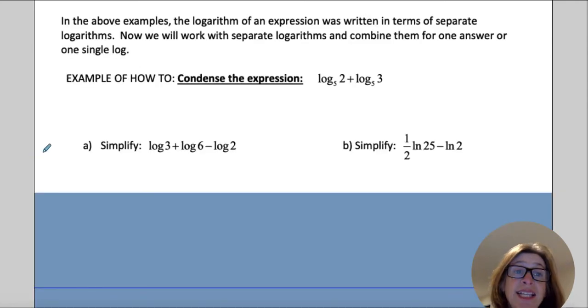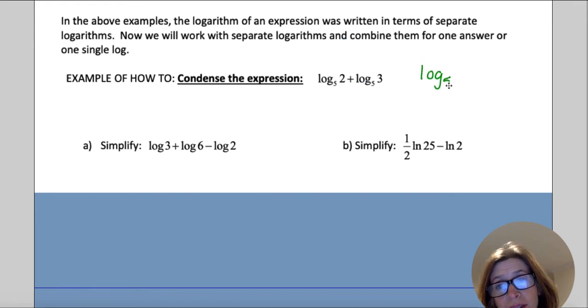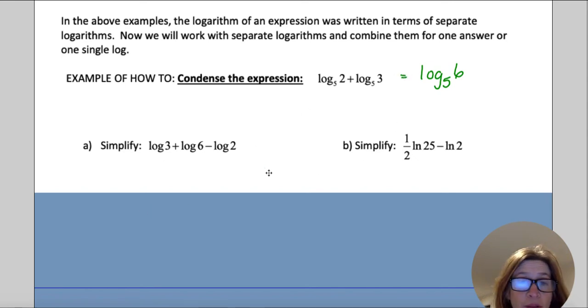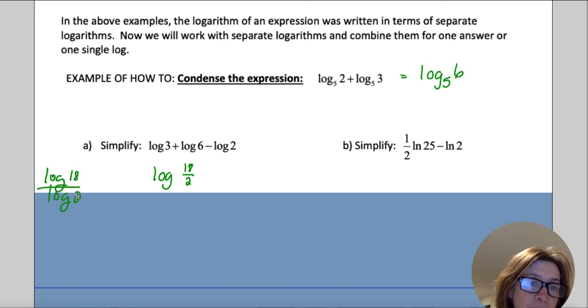I'm going to go over condensing, bringing them together. So if I've got 2 logs, same base, being added, I can condense them using multiplication. So log base 5 of 6. Got to be careful when I have multiple logs together to condense them. What would this be? This would be log base 18 divided by 2. Be careful, this does not mean log base 18 divided by log 2. That's actually something completely different, so you want to make sure you understand that.